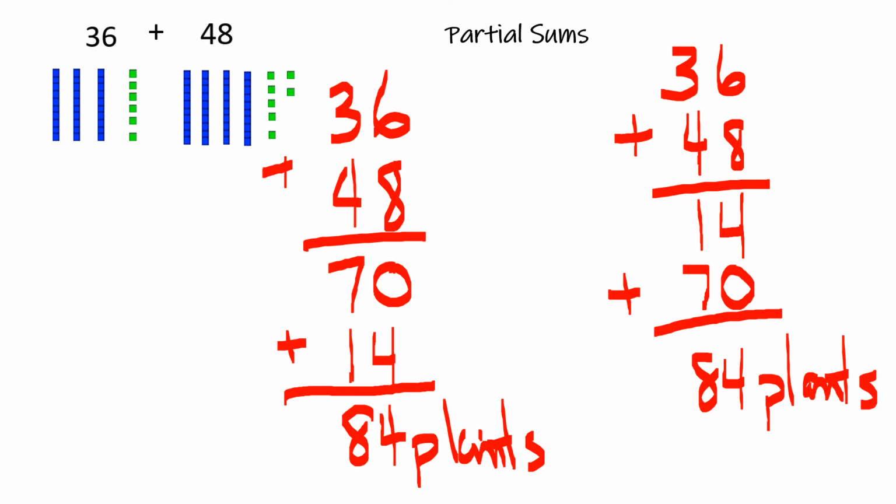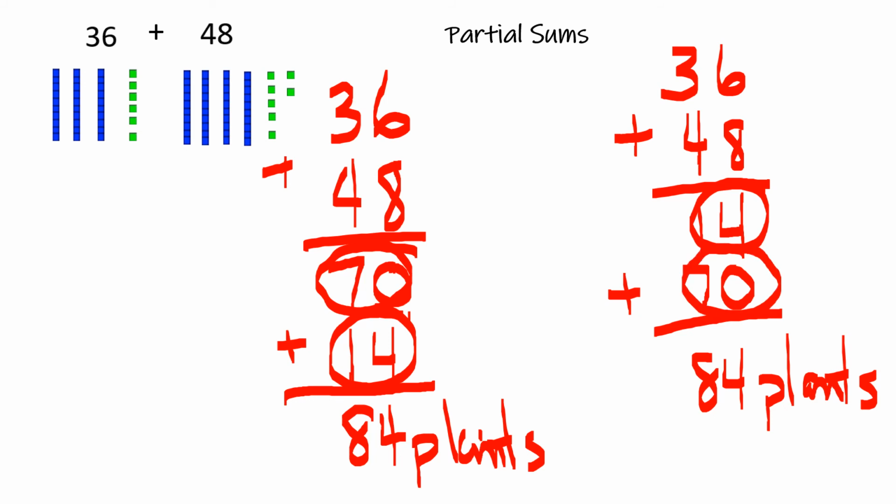What do you notice between the two problems? Right, they both have the same partial sums, 70 plus 14. They're just in a different order. But we know that when we add numbers together, it doesn't matter what order we add them in, we still get the same sum. So we got 84 plants both times.